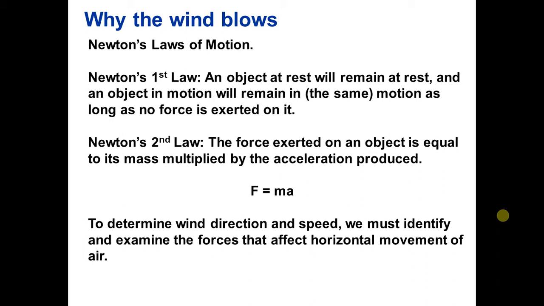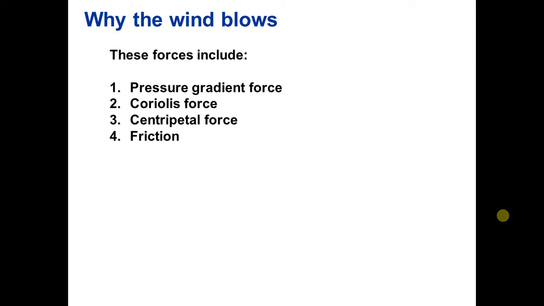Now, when air is set into motion, there are many forces acting on it. So question, what are the forces affecting the horizontal movement of air? Well, they include the pressure gradient force. That's a force caused by horizontal differences in pressure. That is the force that initially sets horizontal air into motion, as we've discussed.